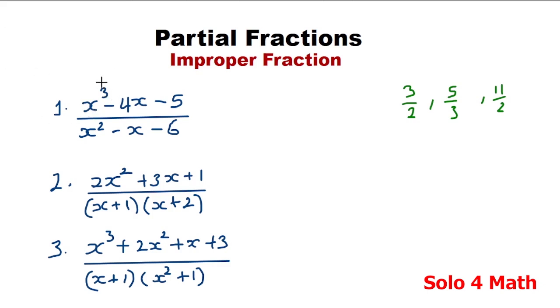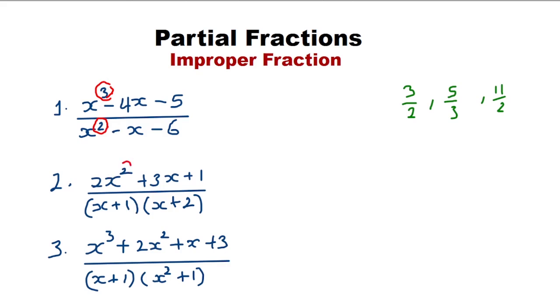Look at the degree. The degree is the highest power of x in the polynomial given. For example, in the numerator here, the highest power is 3. So the numerator has degree 3. Then the denominator has the highest power 2. So degree 3 in the numerator and degree 2 in the denominator. So this is already improper because the degree of the numerator is bigger than the degree of the denominator. Let us check the second one.